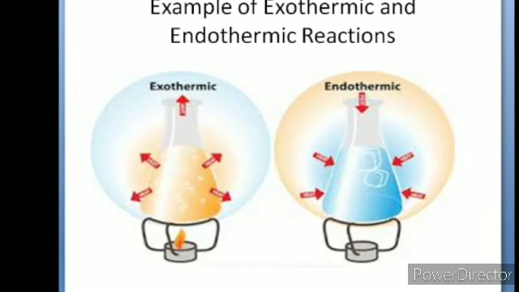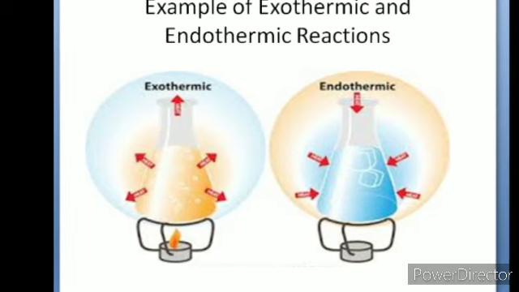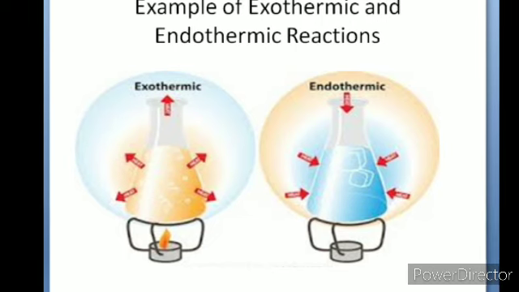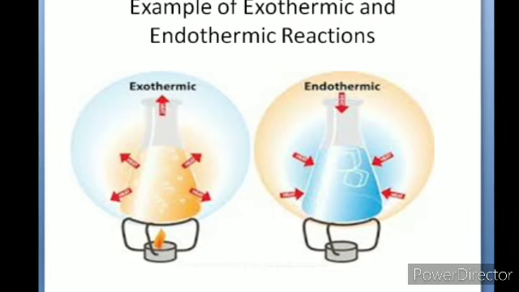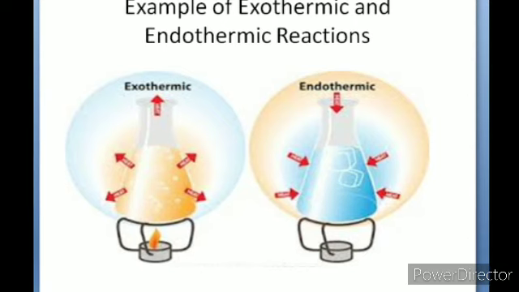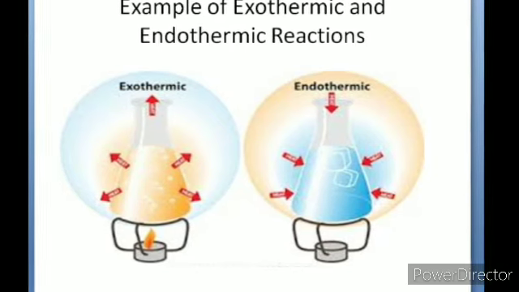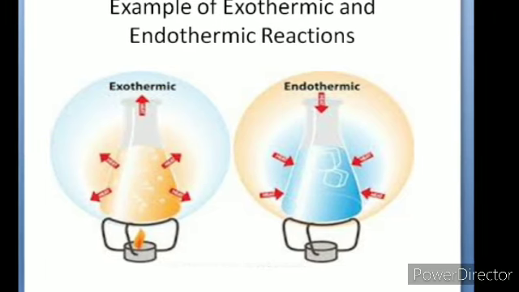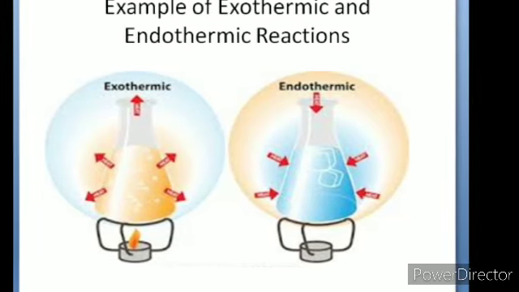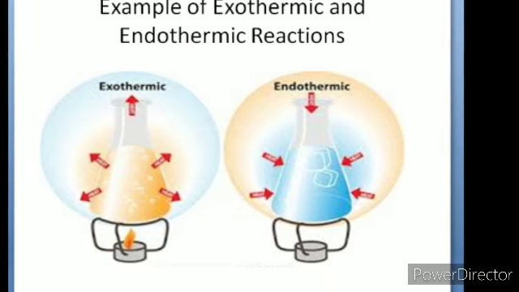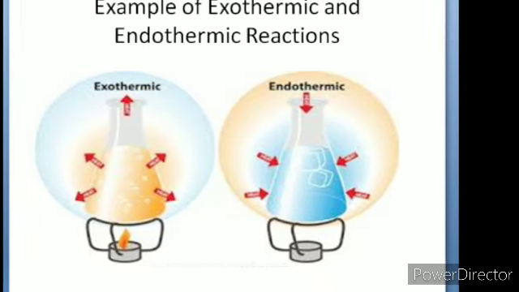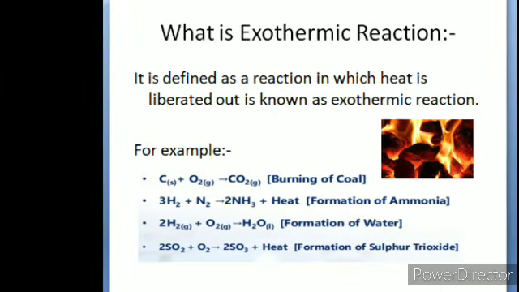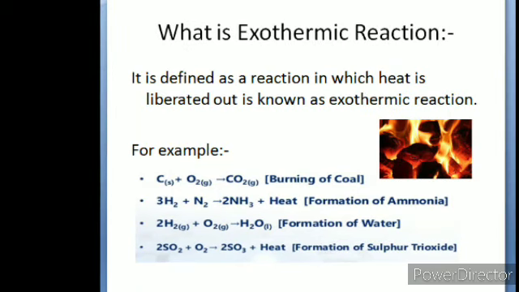Here we have two flasks. One shows an exothermic reaction and the other shows an endothermic reaction. You can easily see that in exothermic reactions the arrows are pointing outward, which indicates that the heat is released out in this case. Whereas in endothermic, the arrows are moving inward, which indicates that the heat is absorbed in the flask.